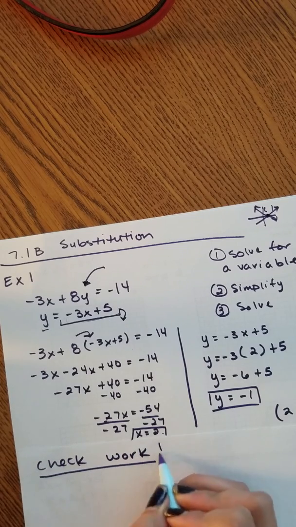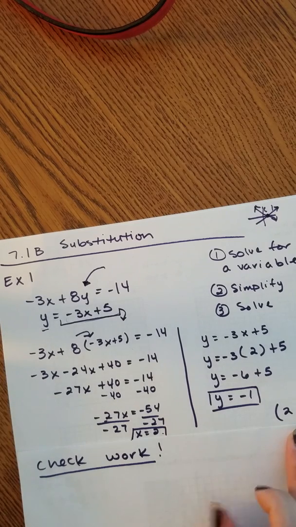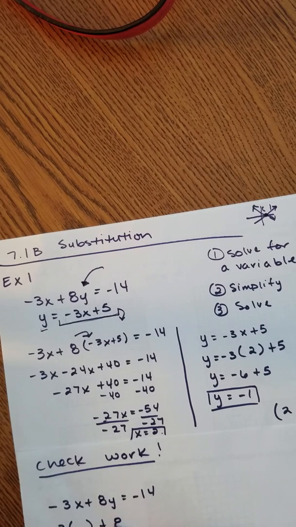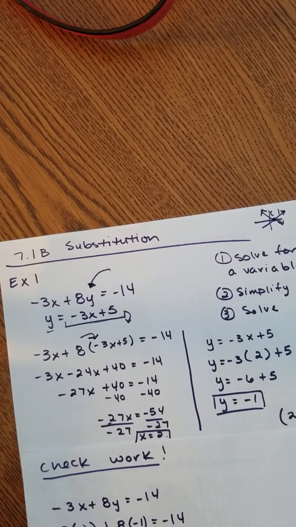So in order to do that, you are going to plug this point into each of these equations and look for a true solution. So I'll do one at a time. Negative 3x plus 8y is equal to negative 14. Negative 3 times x plus 8 times y is equal to negative 14. X is 2, y is negative 1. Negative 3 times 2 is negative 6, 8 times negative 1 is negative 8, negative 6 minus 8 is negative 14. So that is a true statement.